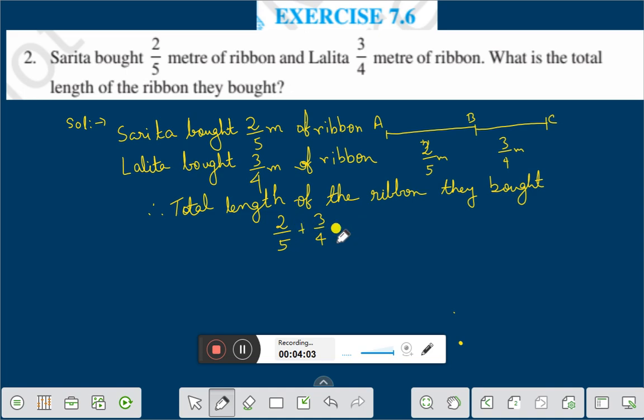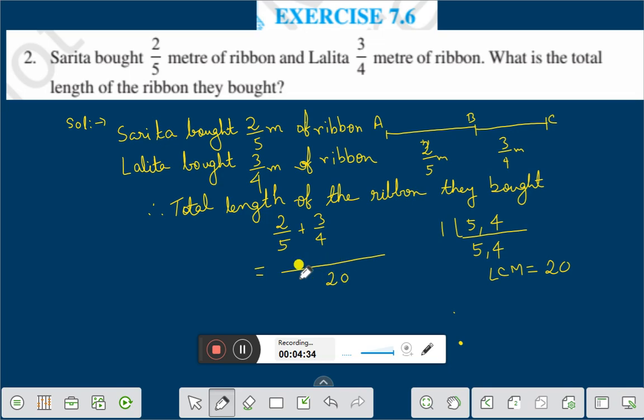What is the procedure? First of all, you have to find the LCM of 5 and 4. This number can only be divided by 1. Therefore, LCM is equal to 5 into 4, that is 20. 20 is the LCM. Therefore, we'll add this one, that it is 20.